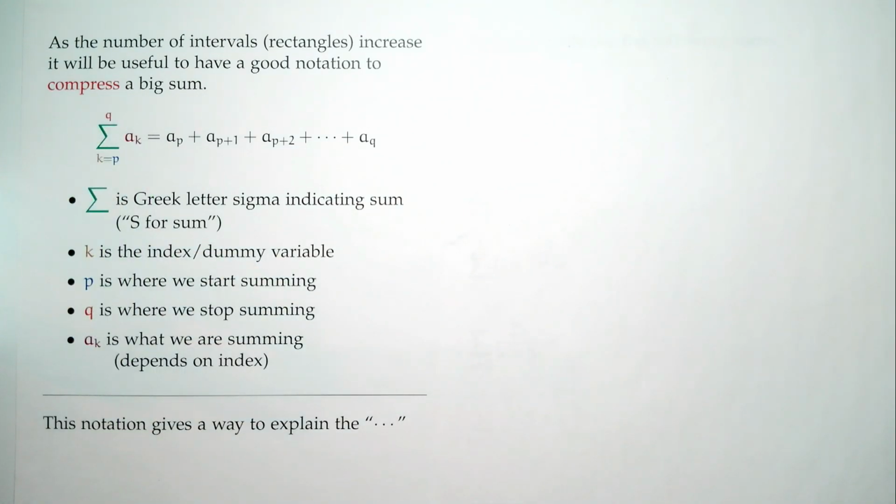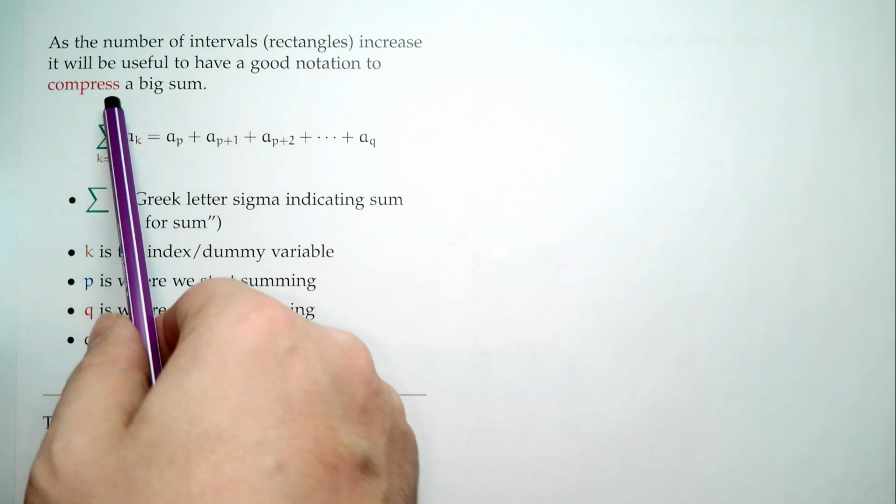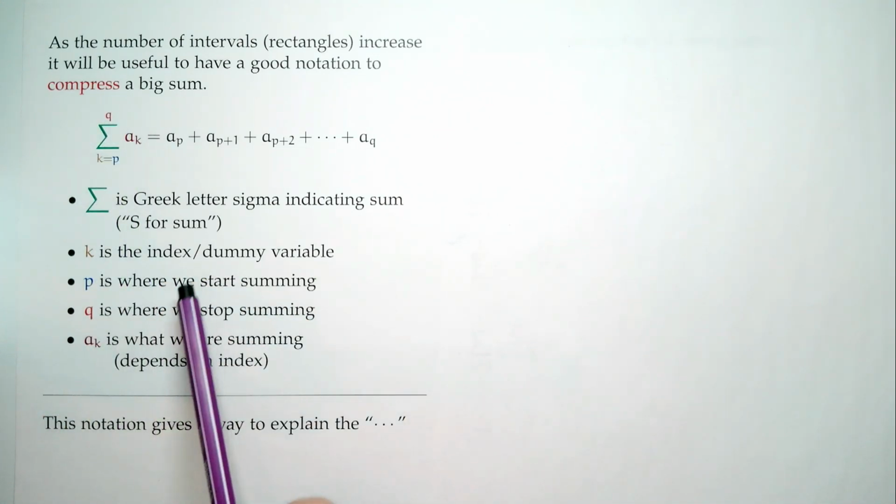Now, if I need to do a sum, I need to know where to start and where to stop. So this lower part, where it says start at P, end at Q, tells you where you start and stop. Then I need to know what I'm adding. What I'm adding depends on where I'm at in the process, because I might be starting at 0 and ending at 4, or ending at 5 or something. So I need to say, where am I at any given time?